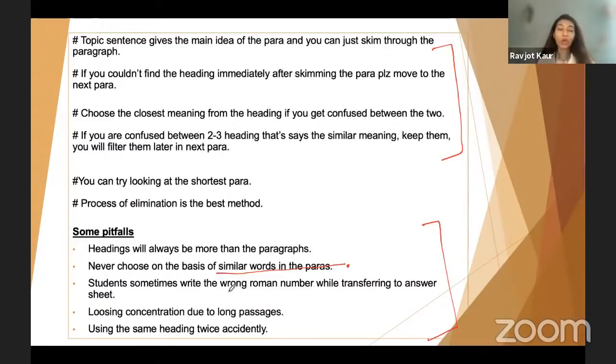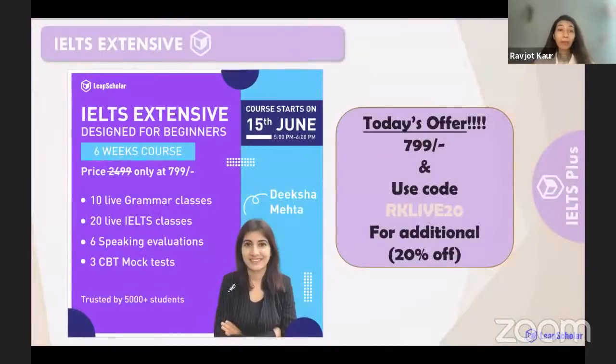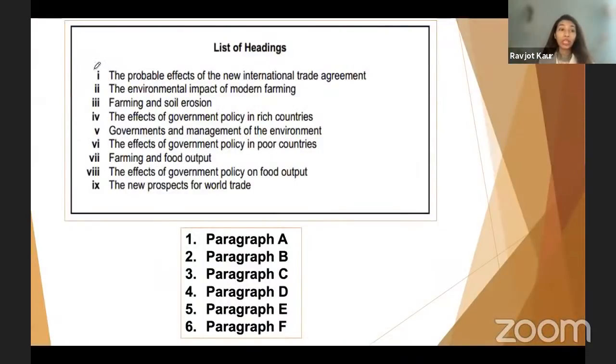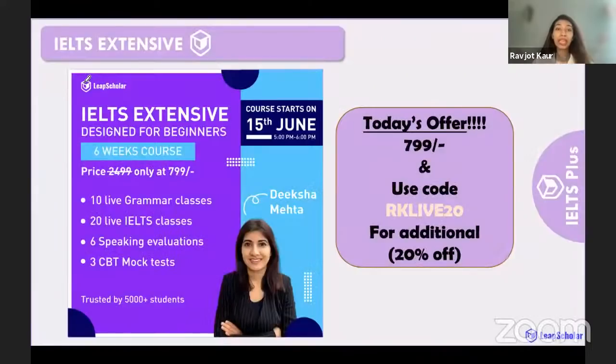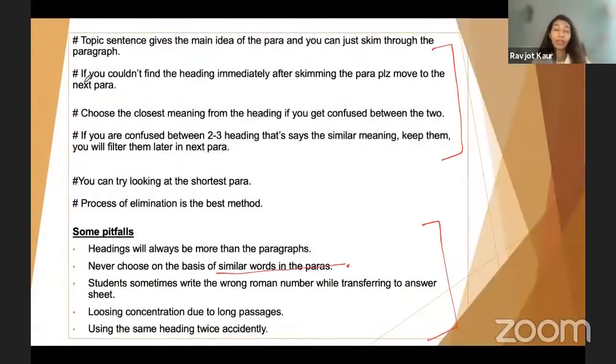Students sometimes write the wrong Roman numbers. These are the Roman numbers I'm talking about. Sometimes students choose the wrong Roman numbers, especially paper-based students. Those who have fixed their exam for paper-based, please take care that while transferring the answers from the question paper to the answer sheet, you write the exact Roman number. Do not mess with the Roman numbers.